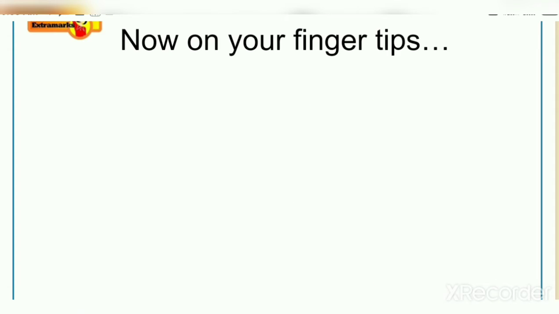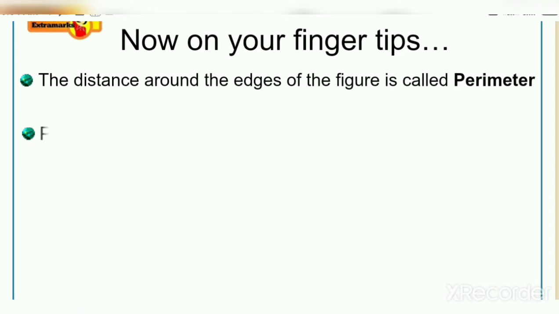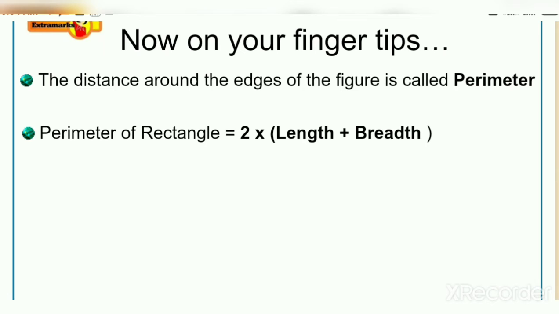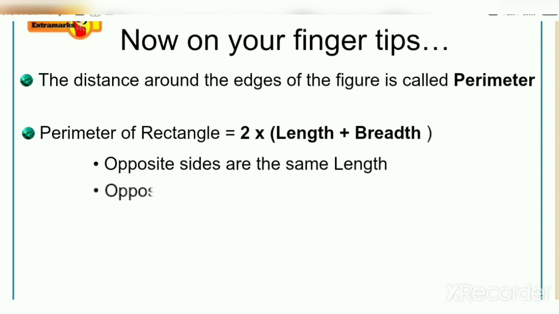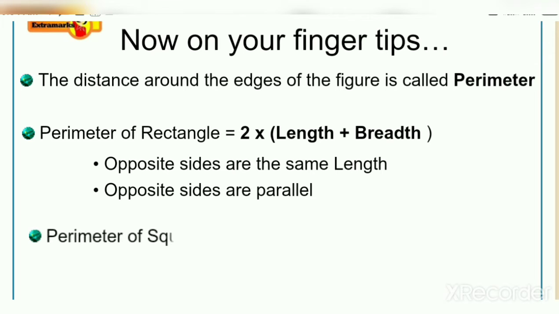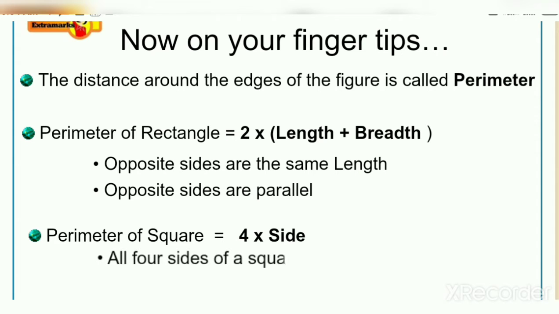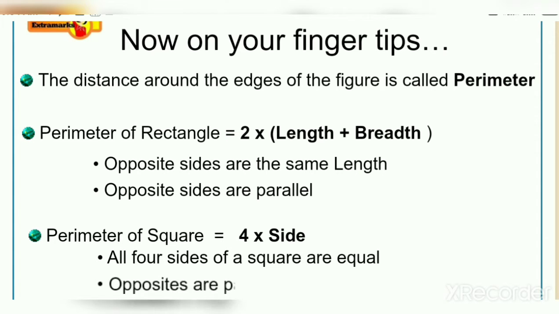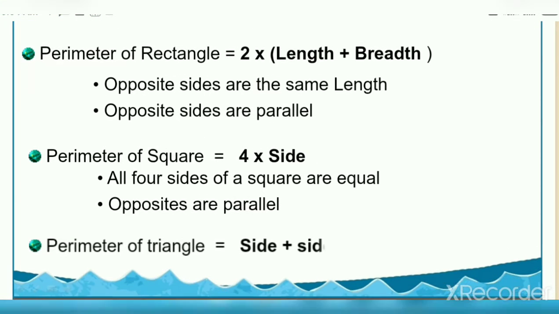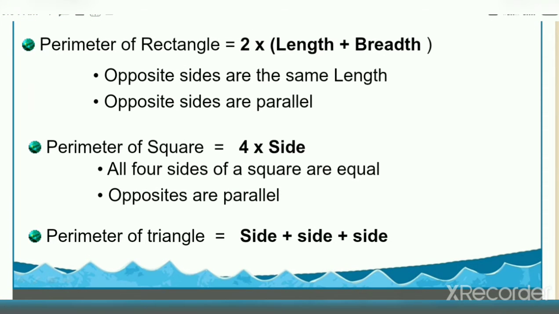Recap. The distance around the edges of the figure is called perimeter. Perimeter of rectangle is equal to 2 into length plus breadth, as opposite sides are the same length and parallel. Perimeter of square equals 4 into side, as all 4 sides of a square are equal and opposite sides are parallel. Perimeter of triangle equals side plus side plus side.